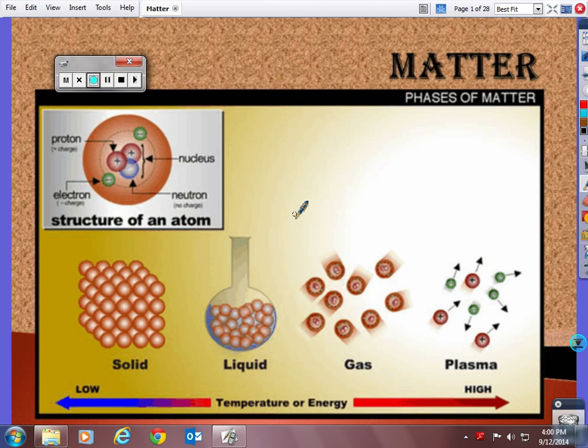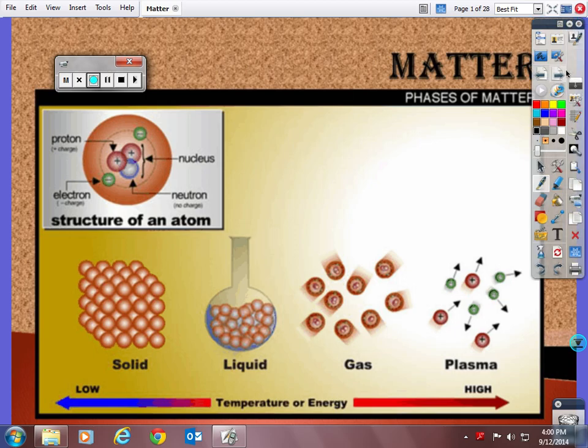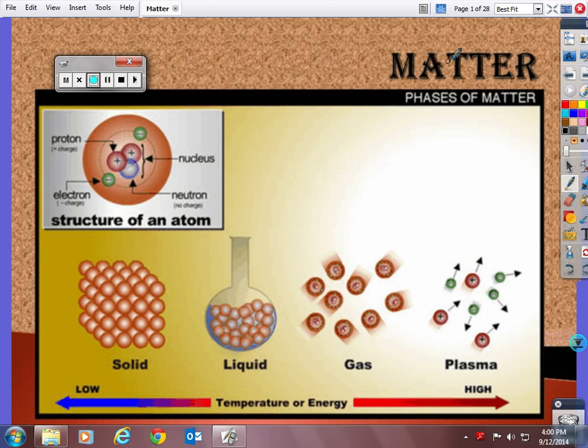Okay, so we are now going to go over the phases of matter, and then we'll move into classifying matter. This is definitely a review. You've had this before in 6th grade, and a lot of it's going to sound familiar. On the screen, you can see the 4 phases of matter: solids, liquids, gases, and plasma. Your children will actually learn about the 5th state of matter, which is wave matter, and we'll talk about that in class.